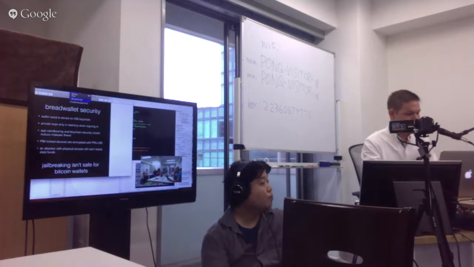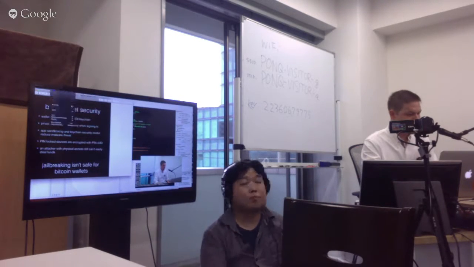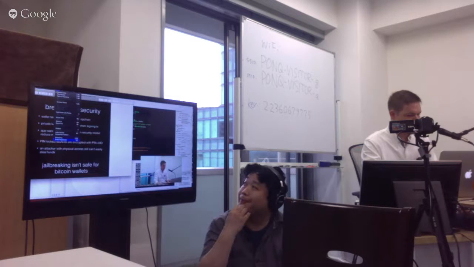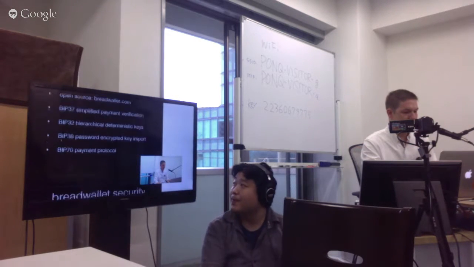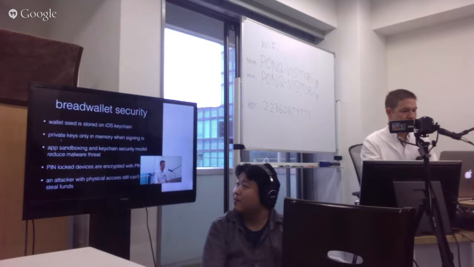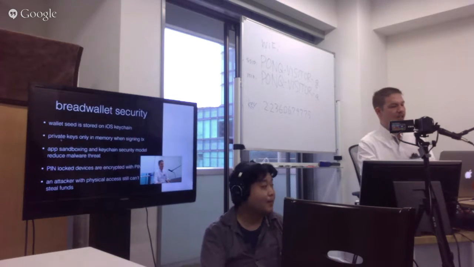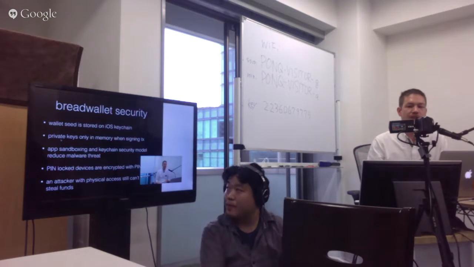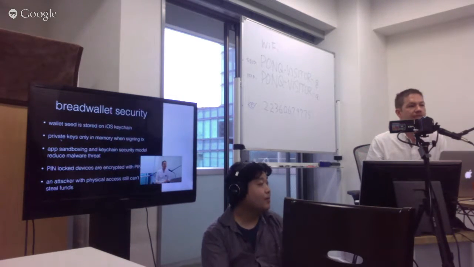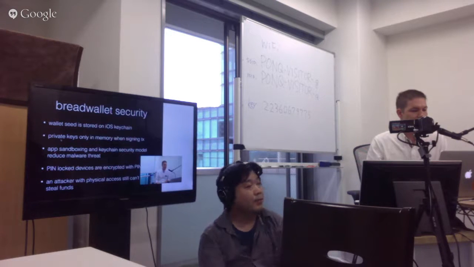So back to the slides here. Features. I wanted to talk a little bit about security on iOS. The reason Bread Wallet today is only on the iPhone is that we started with the iPhone first, and we are working on an Android version.